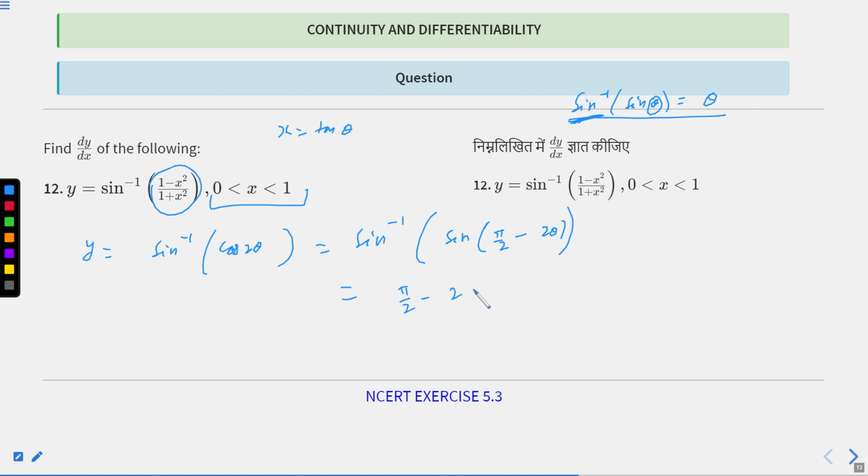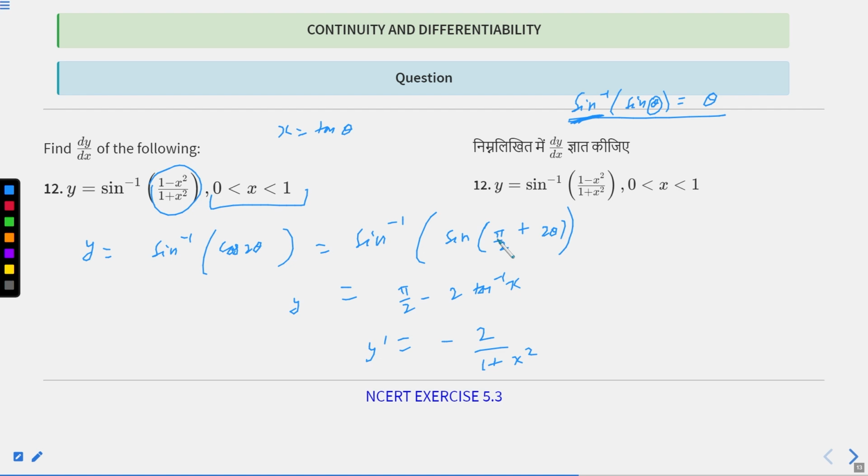Now you have come to this. Now this will be tan inverse x. Now differentiate it. By differentiating you will get minus 2 divided by 1 plus x square. So your final answer would be minus 2 divided by 1 plus x square. That's it.